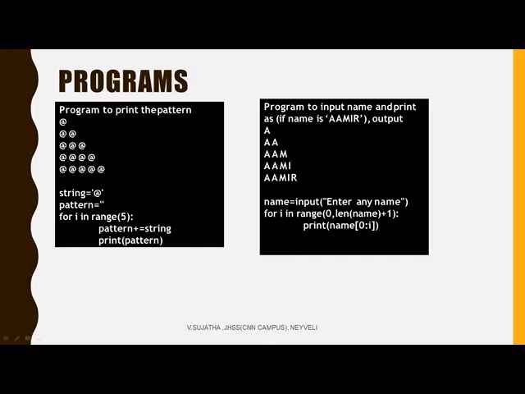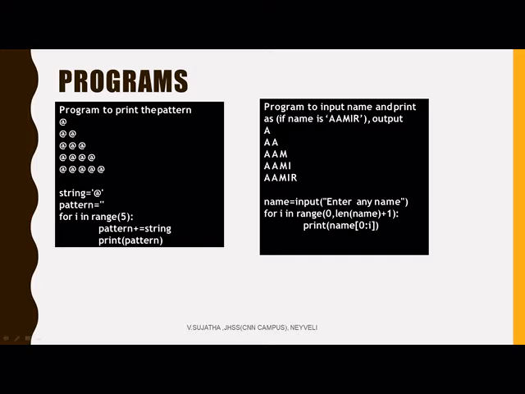Here we have another method. First of all, you have to assign that particular character to a variable. I have assigned it as a string. Then pattern equal to an empty string. An empty string is nothing but an opening quote and a closing quote, single quotes, not double quotes, with no space in between. Then for i in the range of 5.